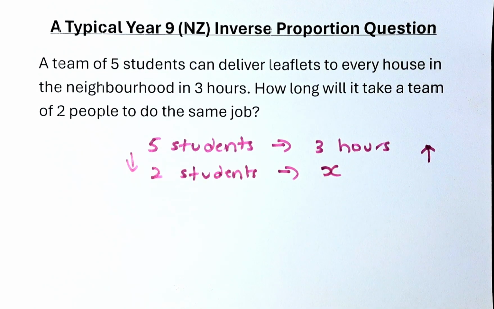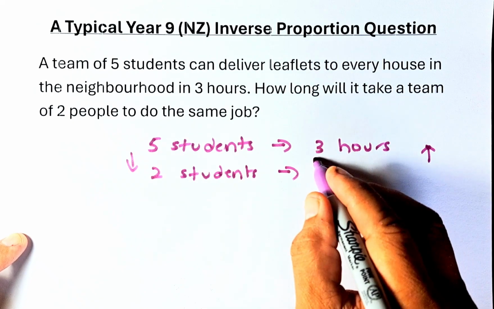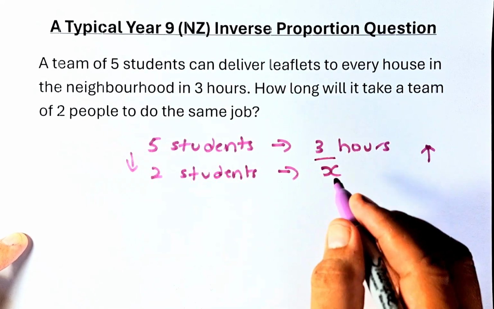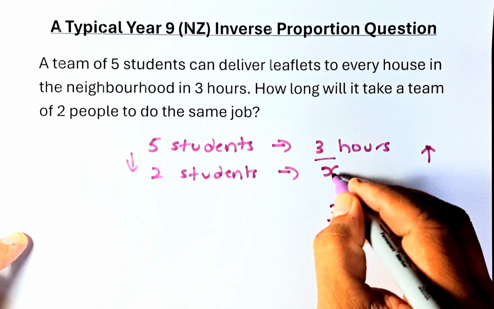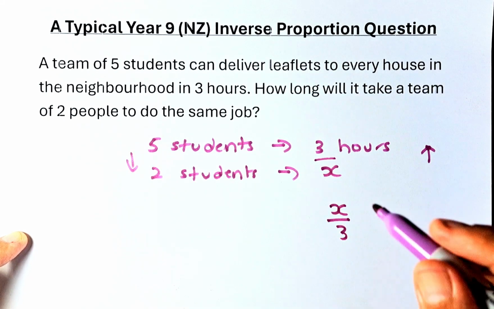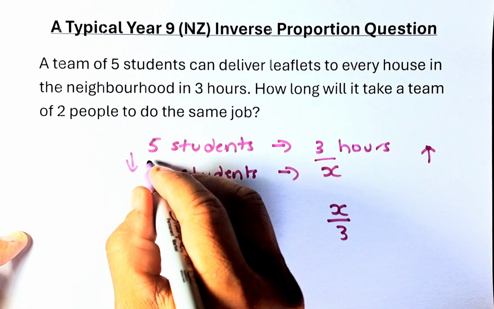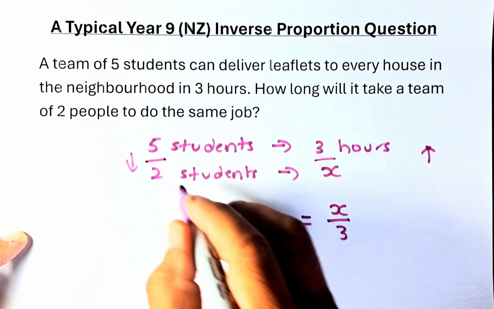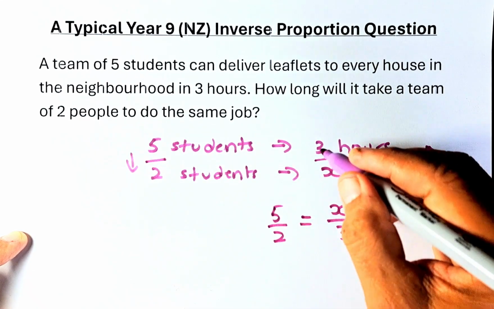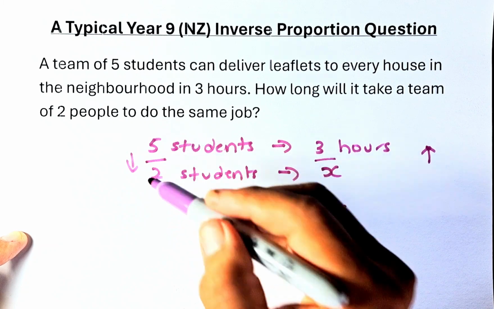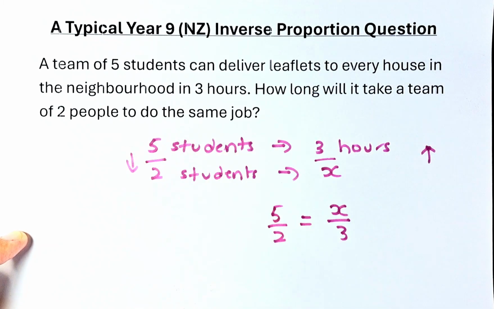So what we're going to do is take x over 3. So now we put a fraction, x over 3, because we want the x on top. You just take x over 3 because this is inverse, bottom, top. Now the other side has to be top over bottom. So that will be equals to 5 over 2. Remember, if inverse, you take bottom, top, and then the other side is top over bottom. If it is direct proportion, bottom, top, bottom, top. Can you remember that?